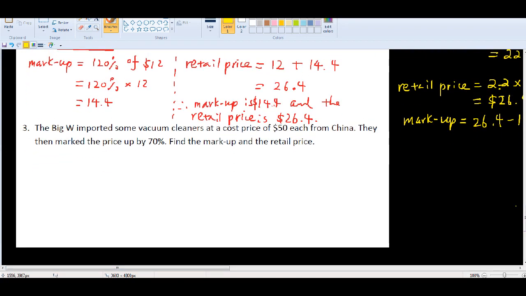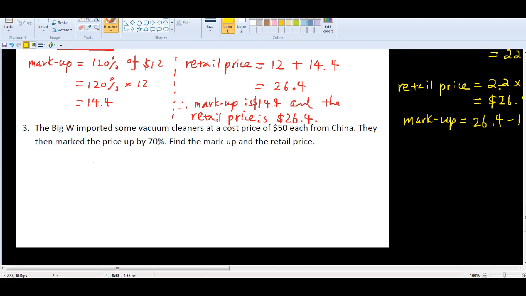Right, so question 3: Big W imported some vacuum cleaners at a cost price of $50 each from China. So it's made in China, $50. But then they mark the price up by 70%, because Big W would like to make a profit. Find the markup and the retail price.